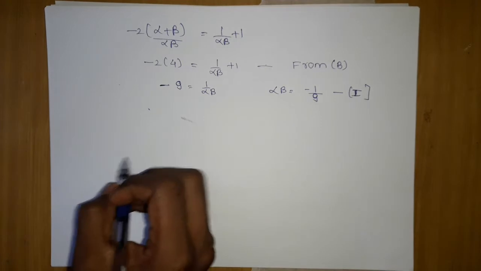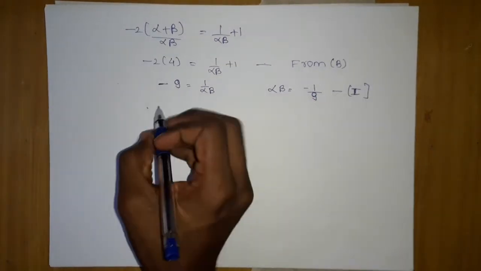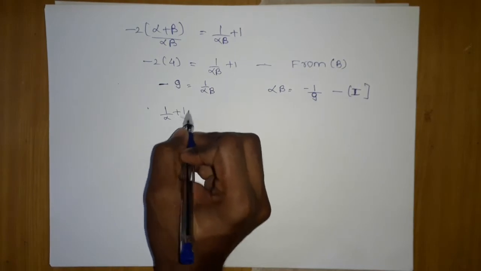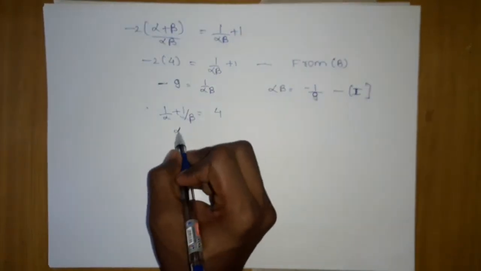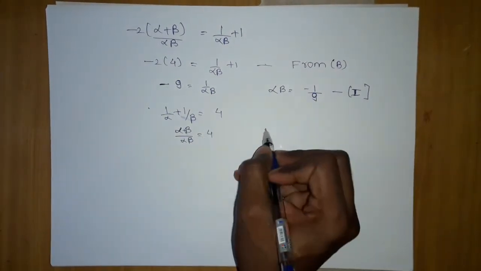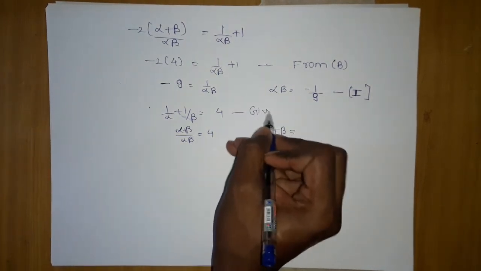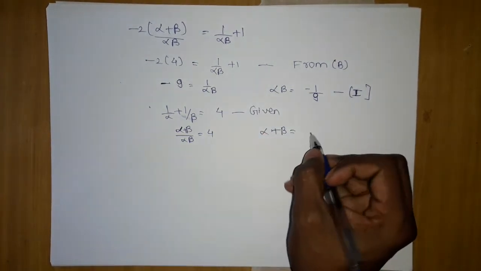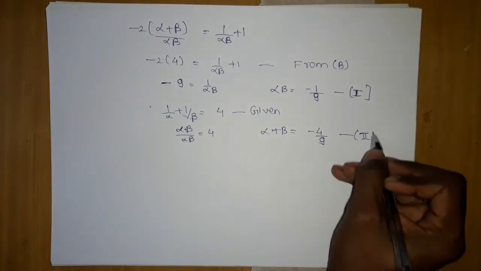Now I got alpha into beta, can I get alpha plus beta? Yes, easily. 1 upon alpha plus 1 upon beta is 4, so alpha plus beta upon alpha into beta is 4. Now alpha plus beta I can get from here, since alpha beta is given. Now alpha plus beta I will get as minus 4 by 9. Let me call it numerical 2.